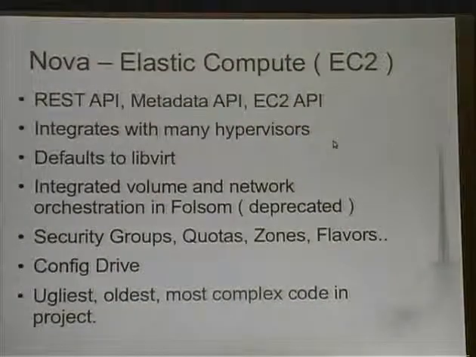So Nova is the elastic compute. It operates like EC2. There is an EC2 compatibility API, but it also has its own built-in API. So it has the REST API, the EC2 API, and then there's a metadata API that presents data to instances as they come up, and that's very similar to what Amazon does. It integrates with many hypervisors. It defaults to doing hypervisor control via libvirt. It has integrated volume and network orchestration in Folsom. Both of those are being deprecated. Network in favor of Quantum, and volume in favor of Cinder.